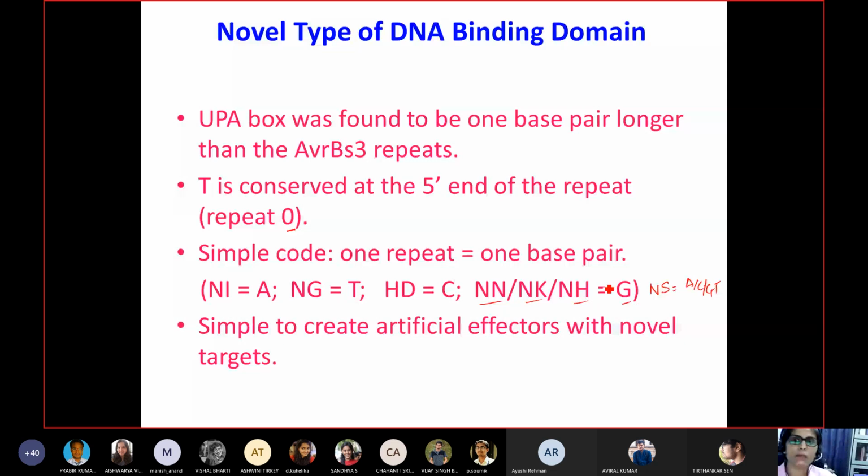So that means it is simple to create any artificial effectors that can directly go and bind to your promoter region of interest. So people use this system highly effectively in their assays. Okay, so is this fine for today?